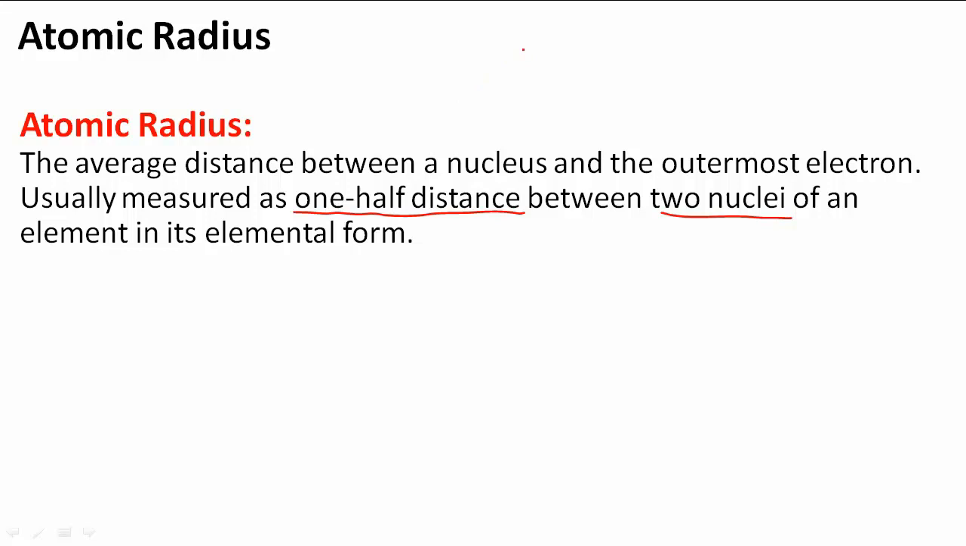So, two of the same elements. If I were to draw this element, and I'm just going to put a dot for the nucleus, but imagine there are protons and neutrons in there. And then I'm going to draw another element, the same element, and then I'm going to draw this line between them. Okay, so this line between them. And what the atomic radius measures is actually half that distance.